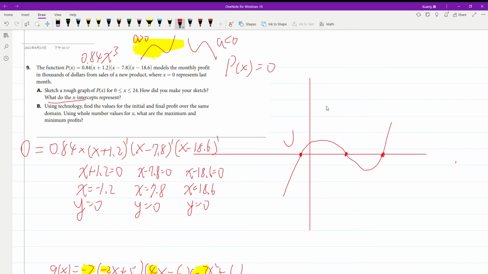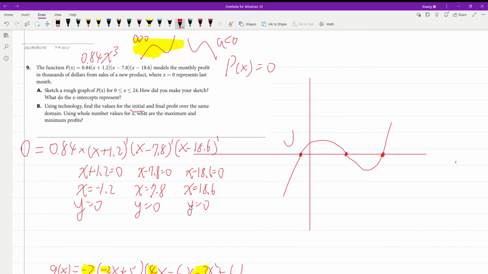What do the x-intercepts represent? They represent the intersections between the graph and the x-axis. So let's have a look. Part B: use technology to find the value for the initial and final profit over the same domain.